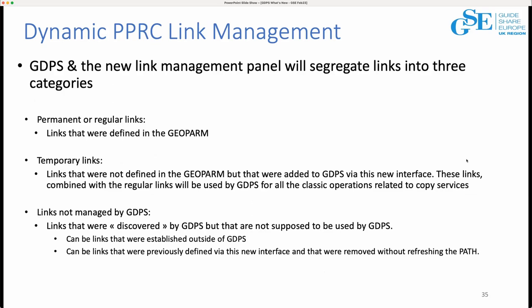Obviously, we have three different categories of links now. We have permanent links, those are the ones that are defined in your GeoPlex. You have the temporary links, the ones that aren't in GeoPlex, but you've added them through this new interface. And then we'll also detect the ones that are not managed by GDPS and not supposed to be there. So these were established outside of GDPS's control, and you can have awareness that they exist and take necessary action.